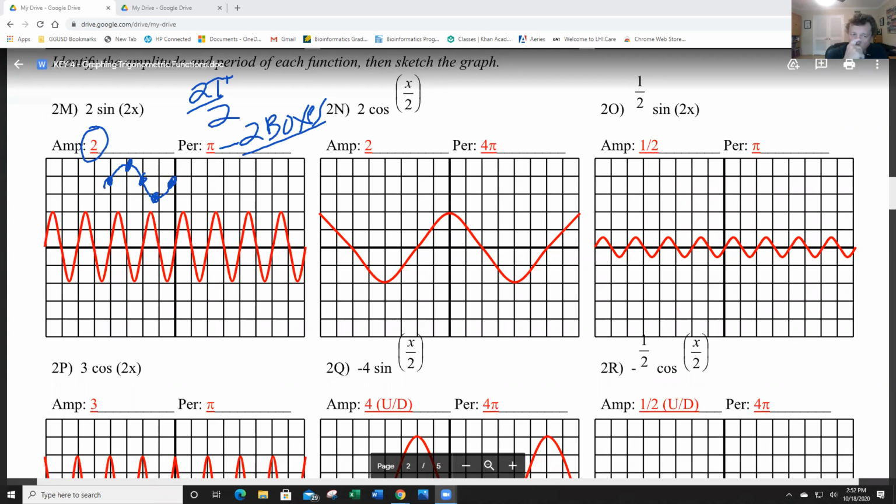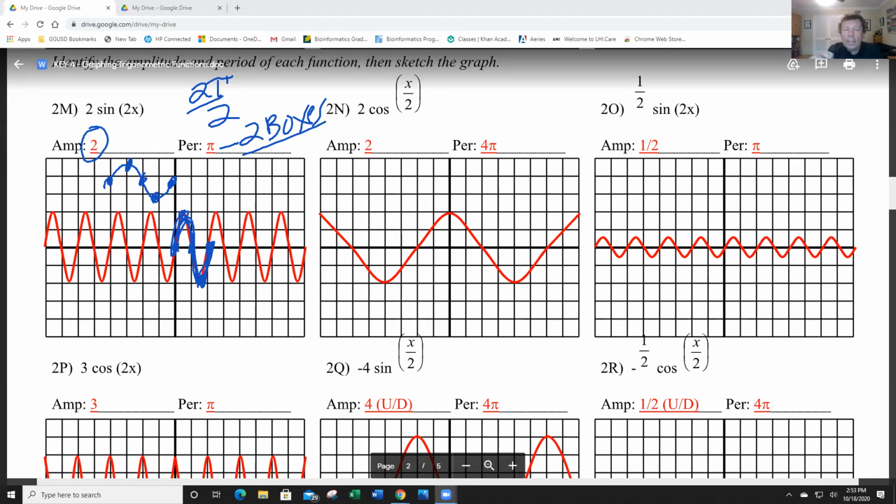Here we go. So I'm going to do this in 2 boxes. Midline, maximum, midline, minimum, midline. So you're going to produce this in your notes. If you want to do a couple cycles, go ahead, but there you go.